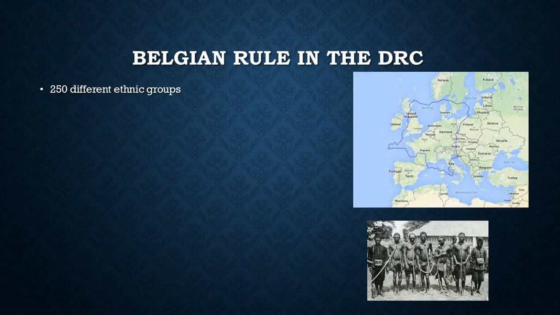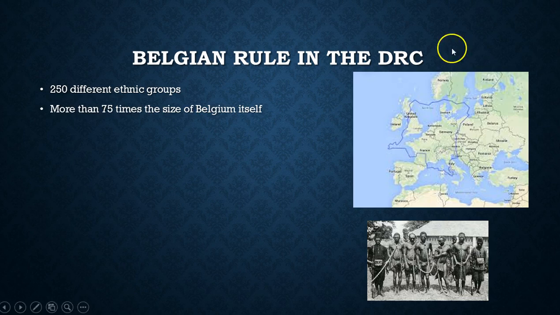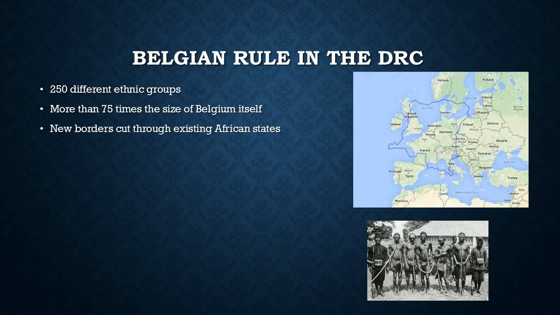There are about 250 different ethnic groups in the Congo, and it is more than 75 times the size of Belgium itself. So here's kind of an overlay of the outline of the Congo. This little tiny one is Belgium. So you can see how much this land, it's almost bigger than the entire continent of Europe, that little tiny Belgium was able to come in, and because these people were very diverse, they were not organized in one unified society, and they had already been weakened by Europeans using their people in their country for the Atlantic slave trade.